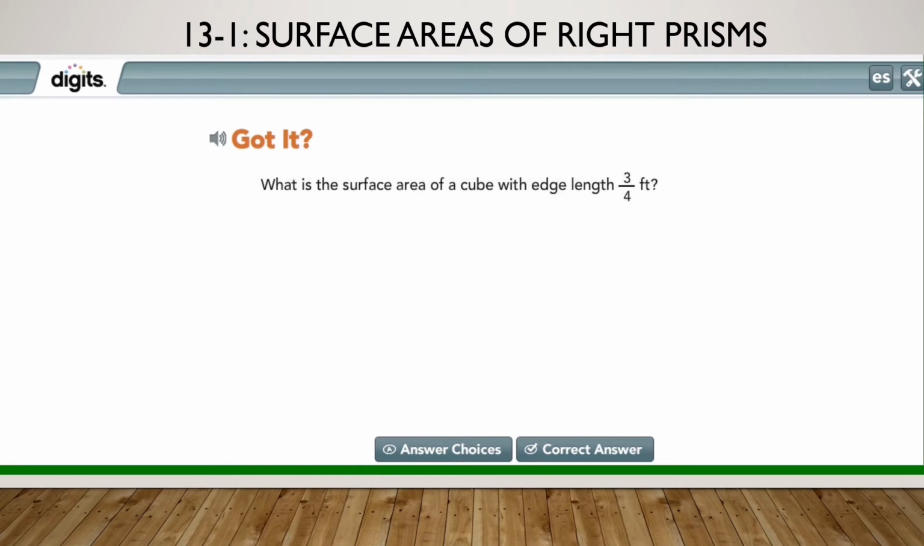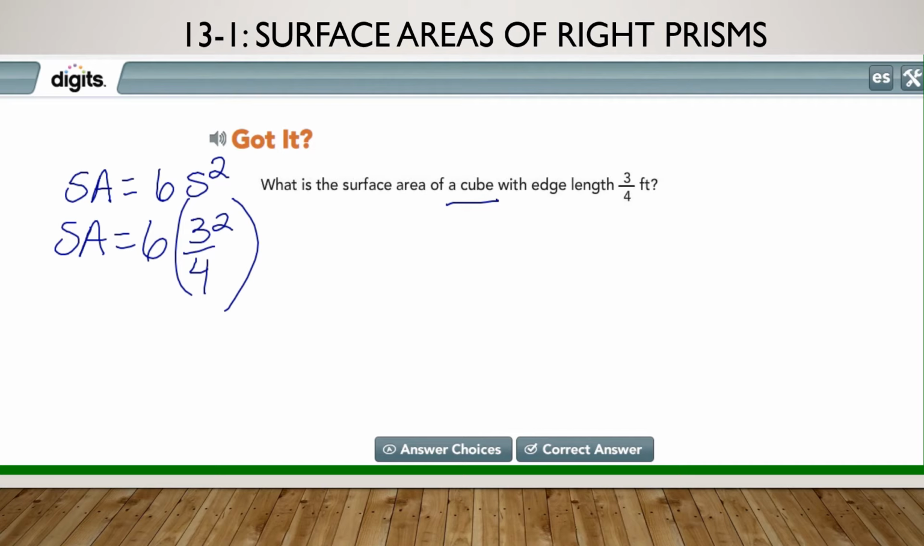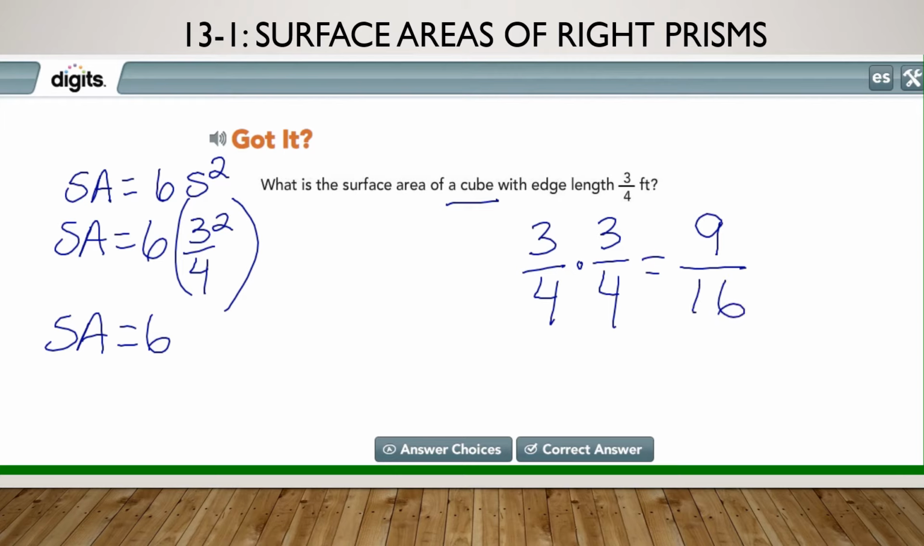So first, we're going to write the surface area formula for a cube, which is surface area equals 6 times side length squared. So this is pretty easy. All you have to do is know the side length, which is 3/4, and make sure you square that. So remember 3/4 squared is not the same as 3/4 times 2. So I'm going to go ahead and square 3/4 over here. That means 3/4 times 3/4, and multiply straight across. We get 9/16. So now I'm going to change 6 to a fraction and then multiply it by 9/16.